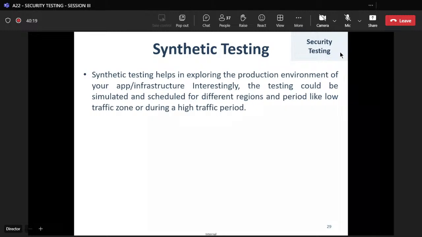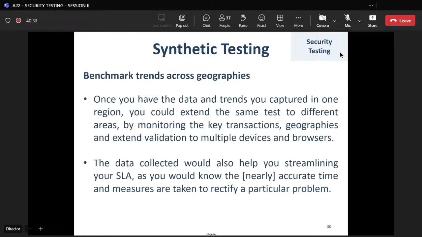And also you are able to schedule various tests according to the geographical regions, and also to know about the high traffic period for a particular geographical location, and it helps you to benchmark trends across geographies. Since we have the scheduled arrangement for testing for various regions, the system will help you to capture the various test results, and it will help you to benchmark the trends across various geographies.